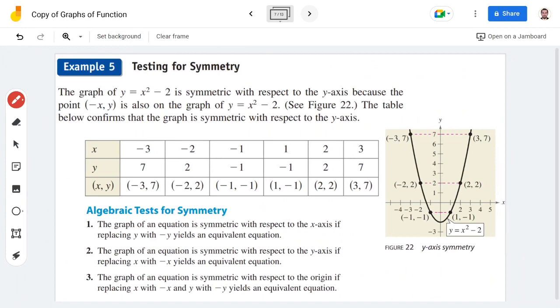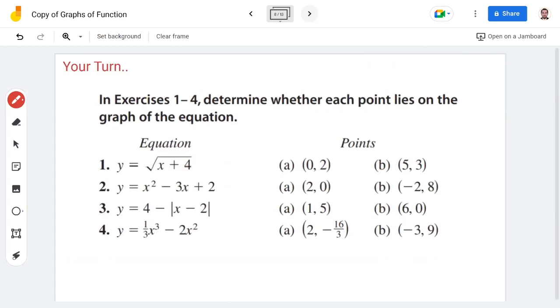Okay. Now let's test the symmetry here. As you can see, we have the same function that we graphed before, the parabola. If we apply it, as you can see in this table, -3, -2, -1, 1, 2, 3, we have the points, and we plot them here. The symmetry of this parabola is over which axis? Y-axis. Why is it over the y-axis? Because x is negative and y is positive. Okay, clear? Now, can you solve this question by yourself?